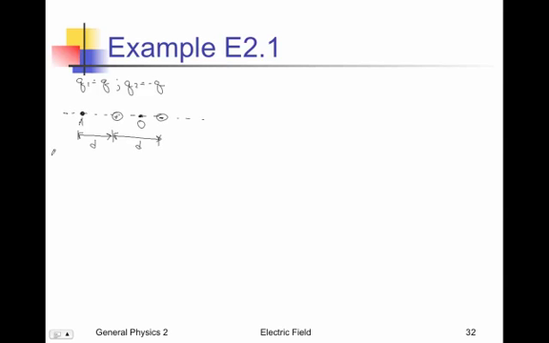All right, I want to go over example E2.1, and I want to do just the first part. I'll do the first part now, and then I'll follow with the second. I want to find the electric field at point A due to these two charges, and I want to use the vector method of doing it.